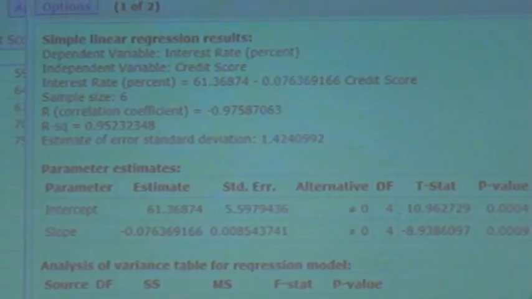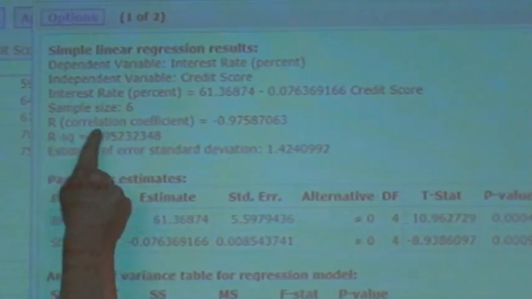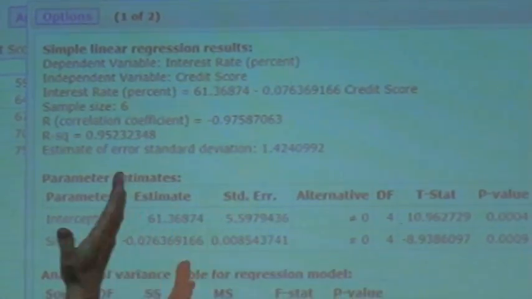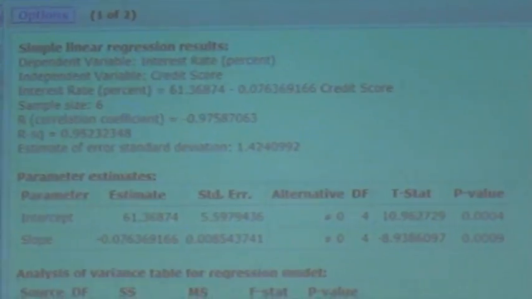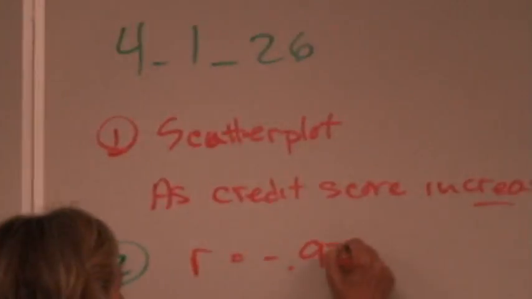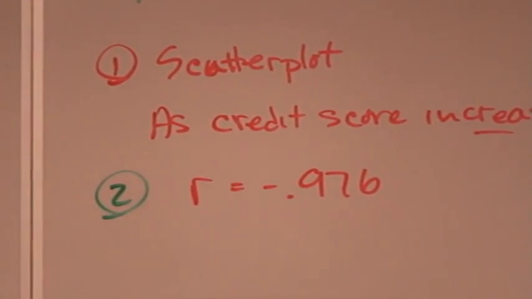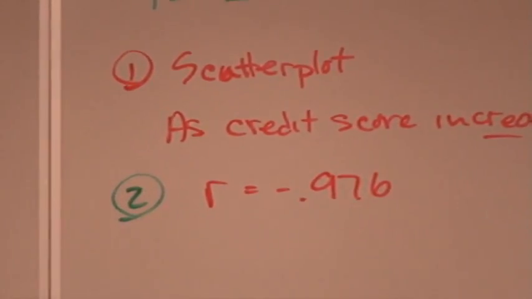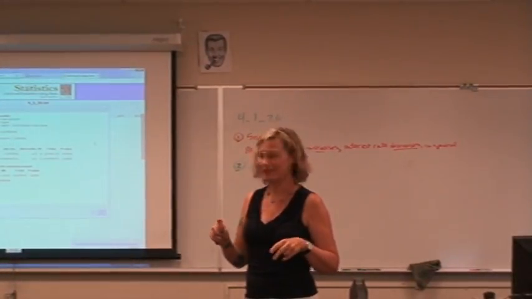Your R value is going to show up at the top, where it says correlation coefficient, -0.976. We knew it was going to be good. Are we surprised that it's negative? Does it make sense that it's negative? Yeah, because the data is showing a negative slope. Okay, cool.